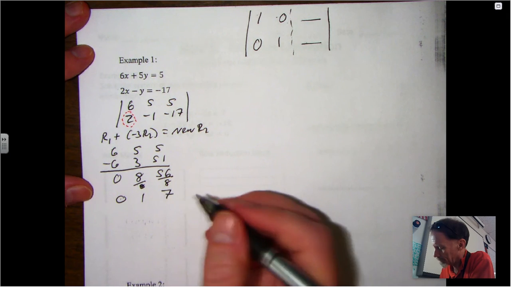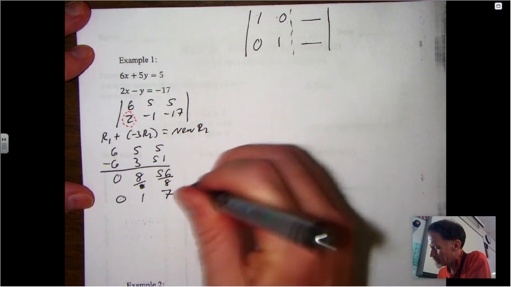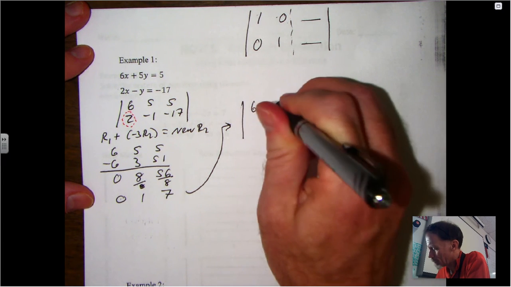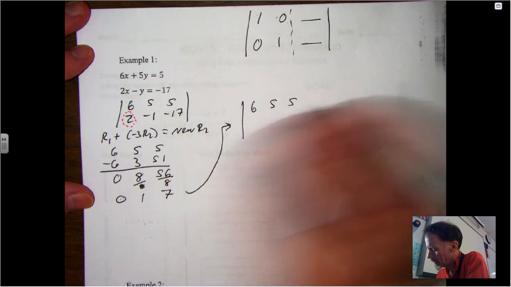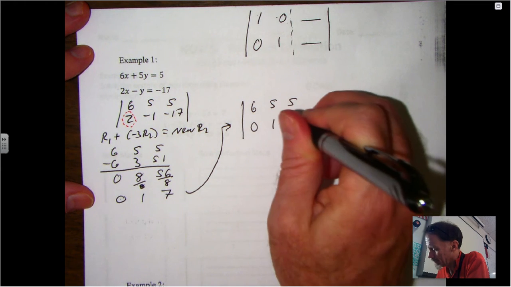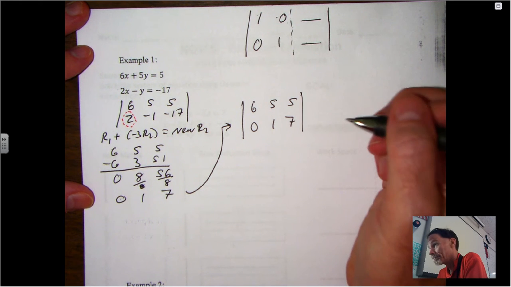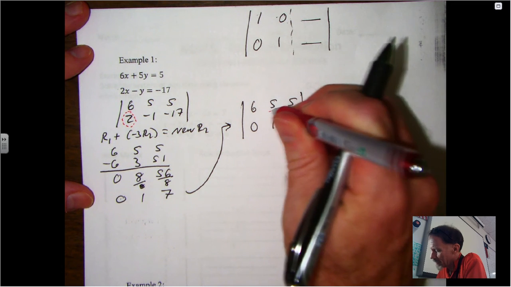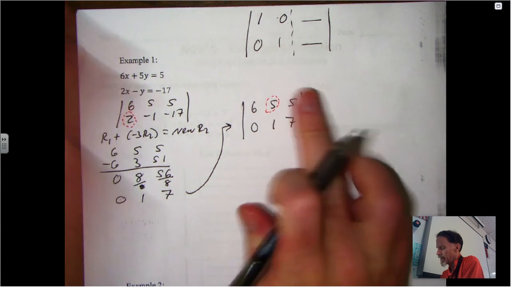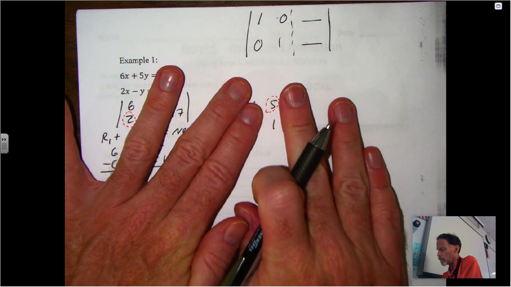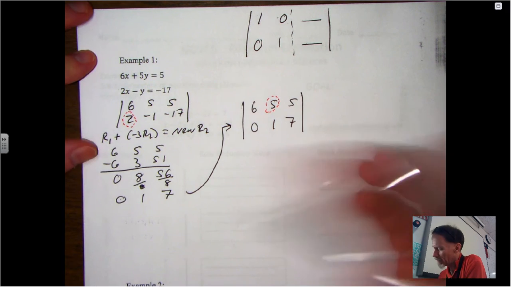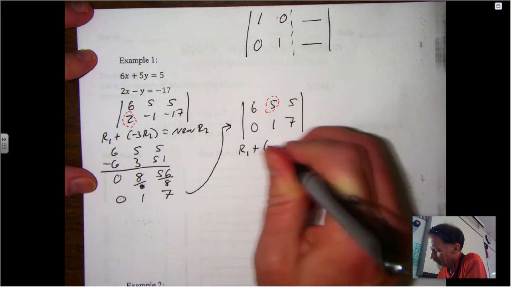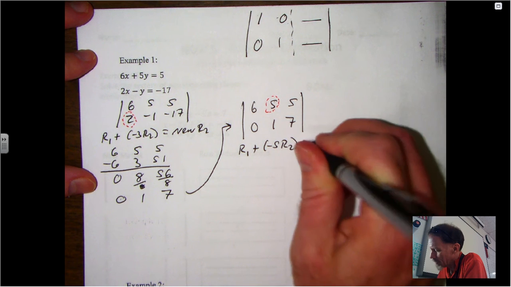8 times 7 is 56. So my next matrix looks like 6, 5, 5 on top. Remember, we haven't changed that. And my bottom row is kind of what I want now. Now we do the same thing. I want to make this into a 0, and how do we do that? We can multiply that bottom row by -5 and then combine them. So that's R1 combined with -5 R2, and that'll be my new row 1.